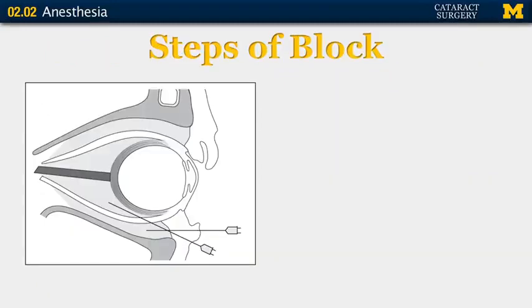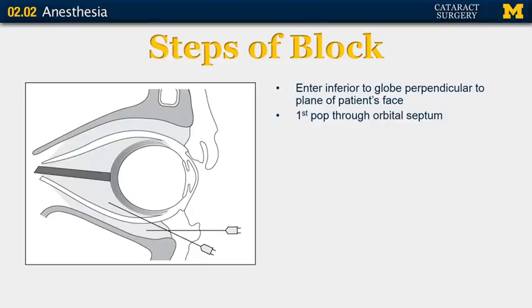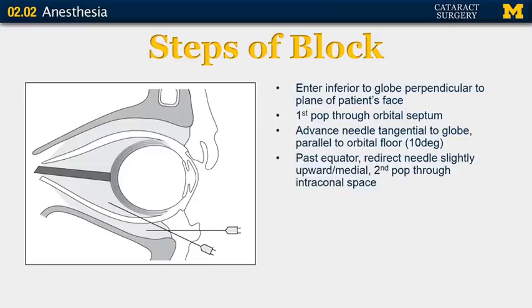So here are the steps of the block. You want to enter inferior to the globe, perpendicular to the plane of the patient's face. As you go through the skin, you'll feel a first pop, and this is as you're going through the orbital septum. Then continue to advance the needle tangential to the globe and parallel to the orbital floor. It's about a 10 degrees incline. Once you're past the equator, redirect the needle slightly upward and medial. As you go through the intraconal space, often you will feel a second pop.